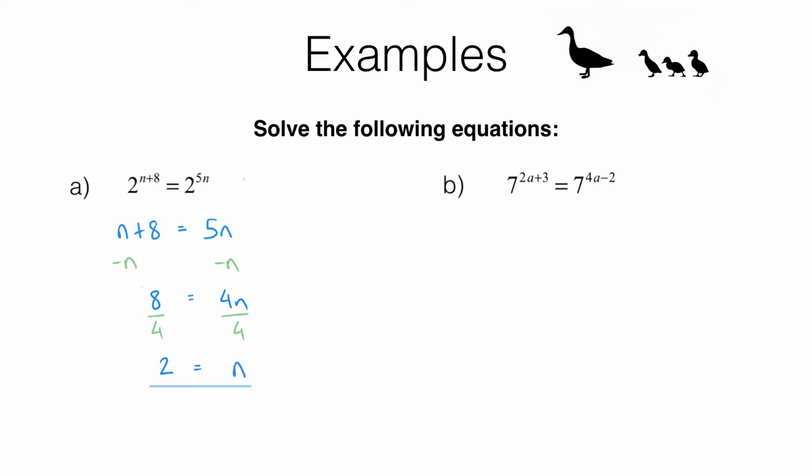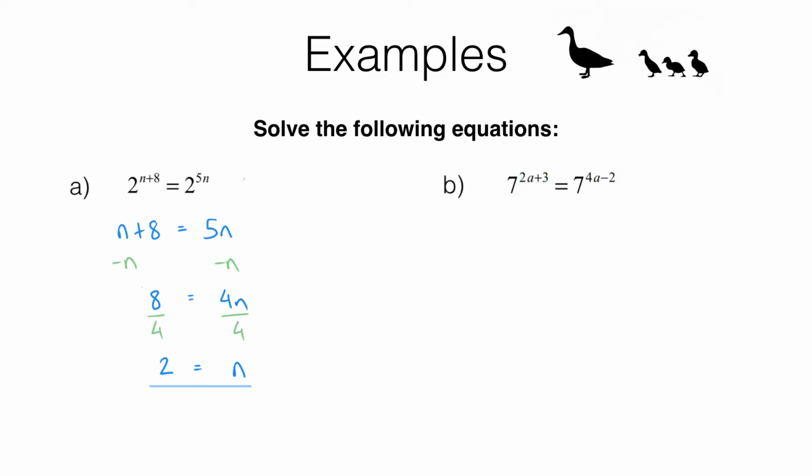Pause the video and have a go at question B for yourself. Here we've got two powers, we're told they are equal, and we know the powers have the same base. So if the powers are equal and the bases are the same, then the indices must be equal as well.